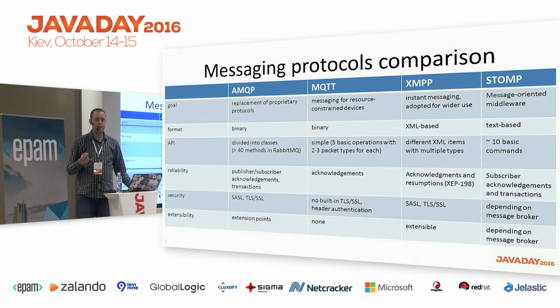In terms of format, AMQP and MQTT are binary protocols. They really try to optimize the payload that you send to the message broker. XMPP is XML-based, and STOMP has a very simple text representation.